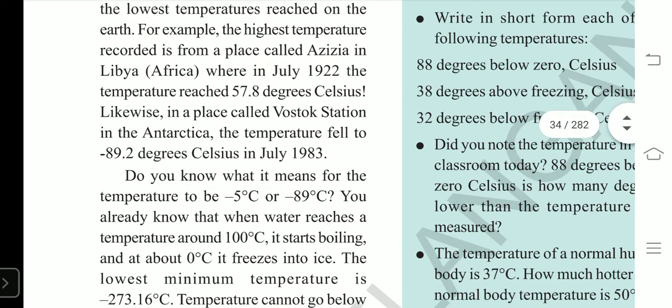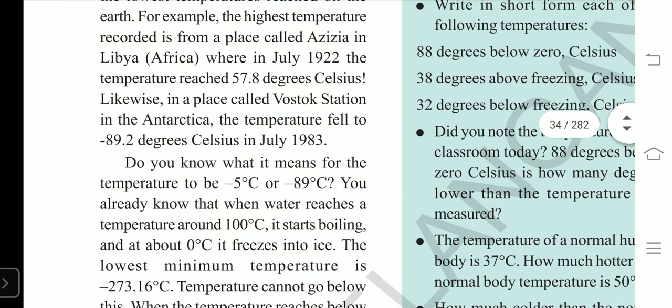Do you know that at 0 degree temperature we find water turning to ice? Then think of minus 89. We are all warm-blooded people, right? How can we live in that place? We can't live in that place. That is the reason Antarctica is called a barren region. There are no settlements. Understand?